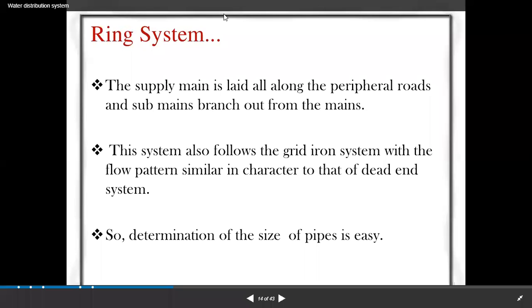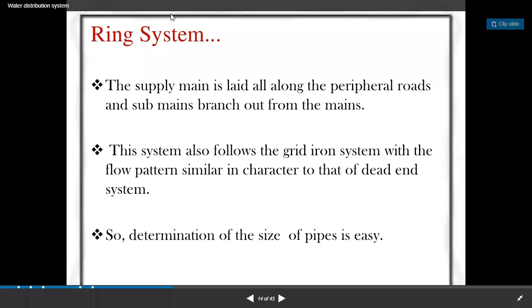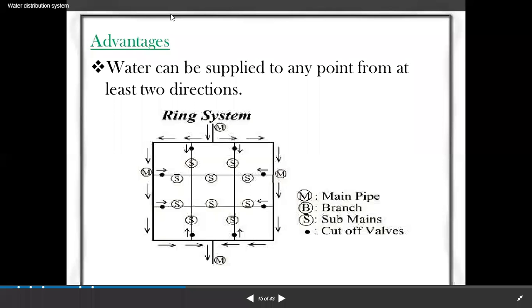Then after the gridiron system, next is the ring system. See, the supply main is laid all along the periphery roads and sub-mains branches are taken off from the mains. Means, see what is the meaning? The supply mains are at the periphery. See, this is a rectangular area and the supply mains are at the periphery, that is the outer edge, and the branches or sub mains are provided from this supply main.